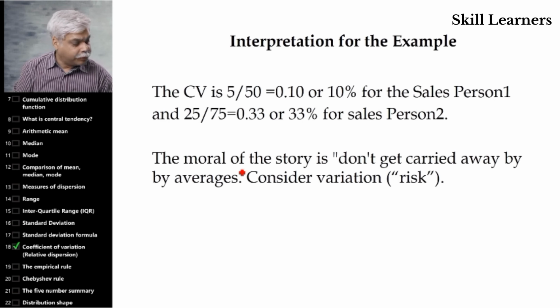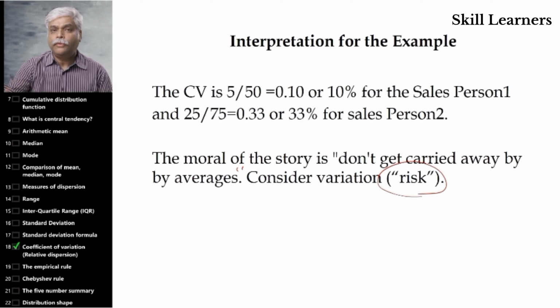Don't get carried away by averages. Consider variation, and in this particular case, consider risk. In finance, for example, the variation, the standard deviation, is a standard measure of risk. If you want more returns, look for higher means. If you want less risk, look for lower standard deviation. In fact, the coefficient of variation in that particular case often has a special name and is related to a concept called the Sharpe ratio in finance, which captures this idea of dispersion relative to the mean.